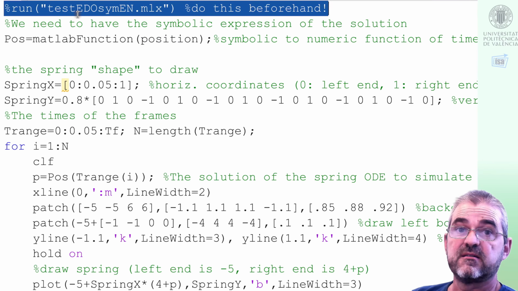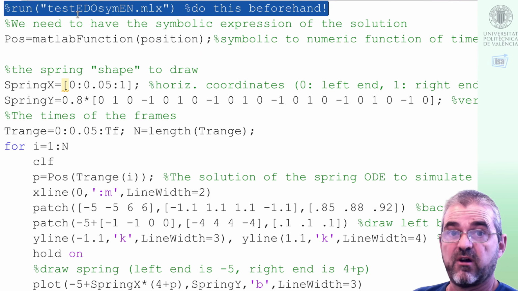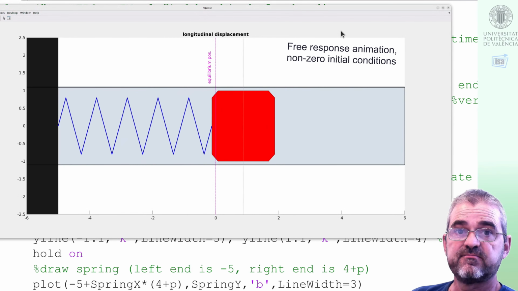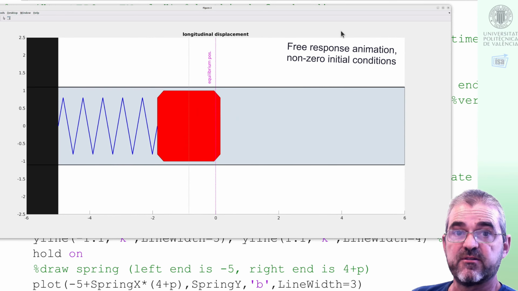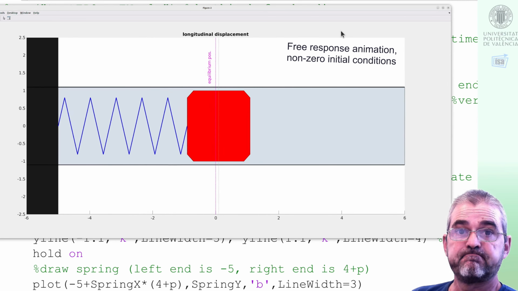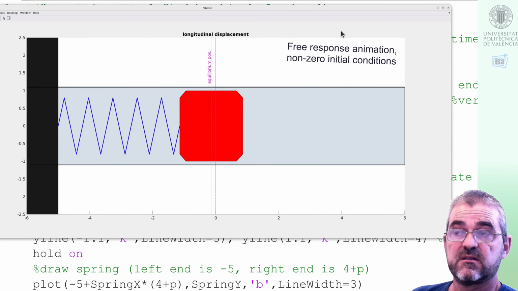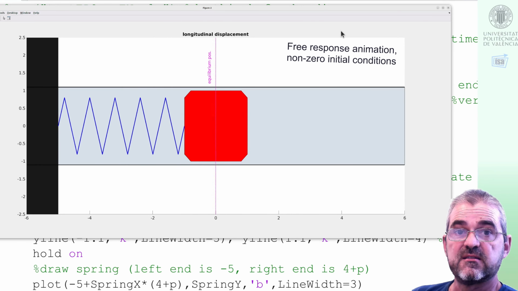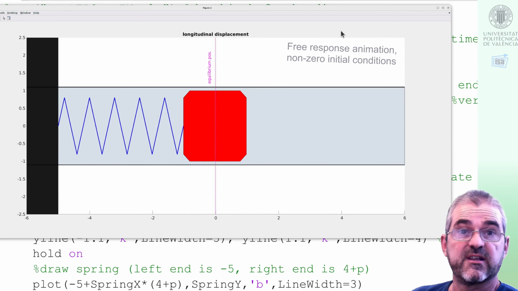And this commented line indicates that, of course, we have to run the code I showed, which was analyzed in a previous video, so that this position variable is in the Matlab workspace. The result of the code, of course, is showing this animation, starting at a non-equilibrium situation and going to equilibrium. And the goal of this video is explaining the lines of code that I needed to program this. So let's go.